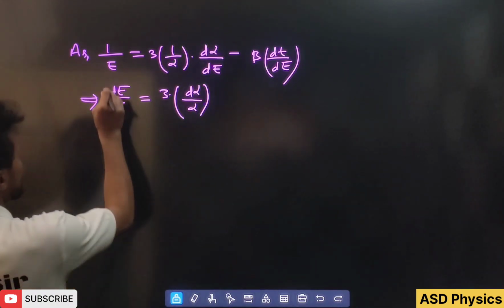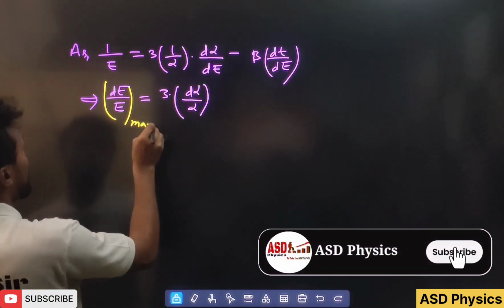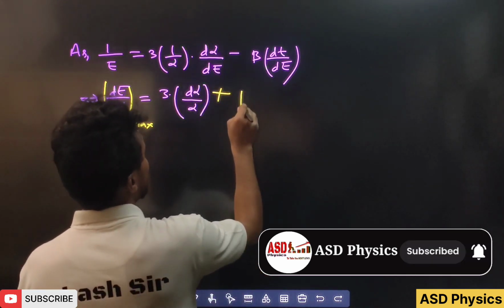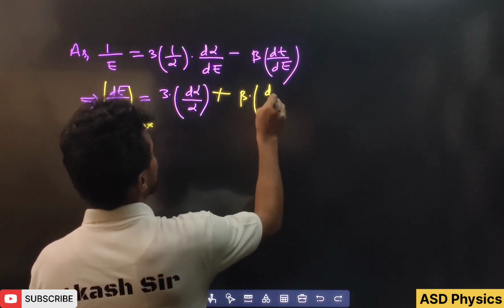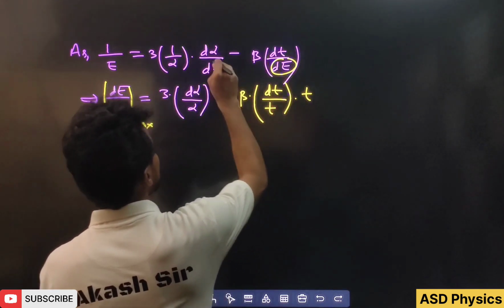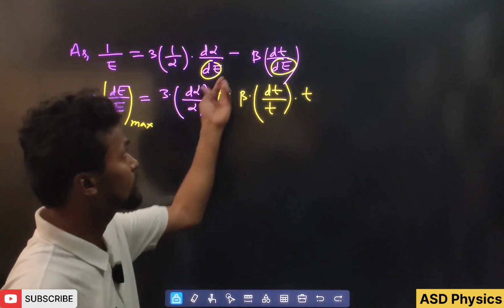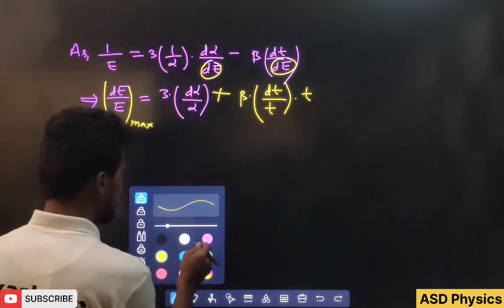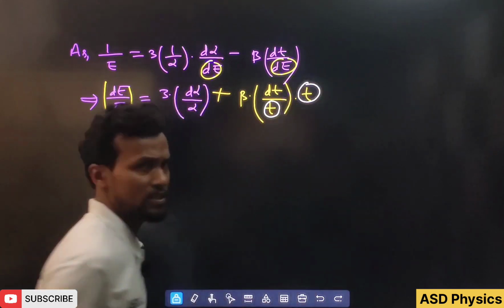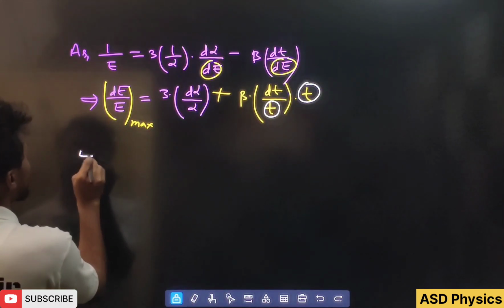Okay, and now this error I will take here anyhow maximum. So this minus will become plus. Okay, and I can write here, see, beta into dt by t into t. Now because this de I have sent to the left side here, so here beta dt is there. So what I will do here, just to make it in a proper form, I will divide by t and I will multiply by t.